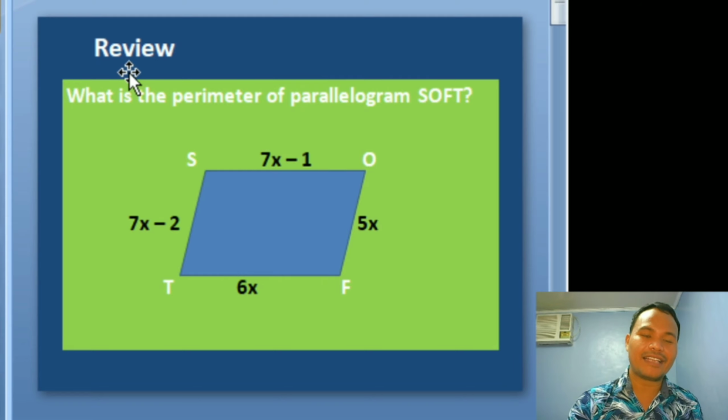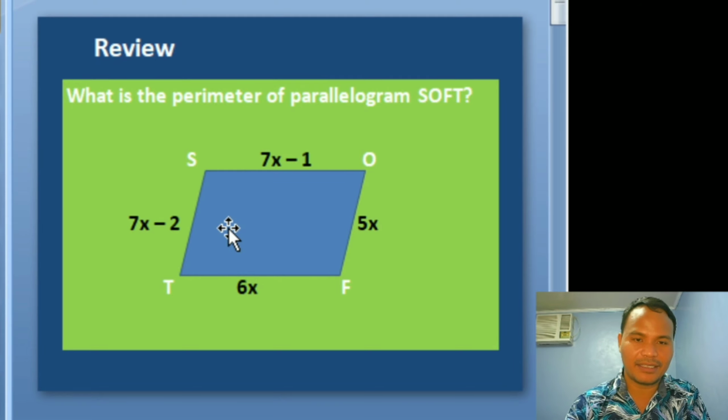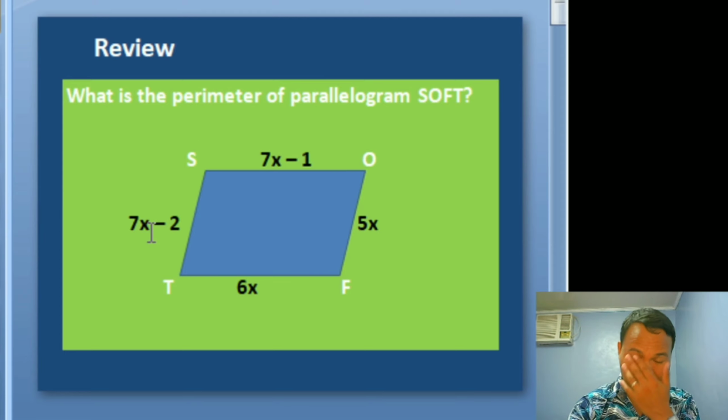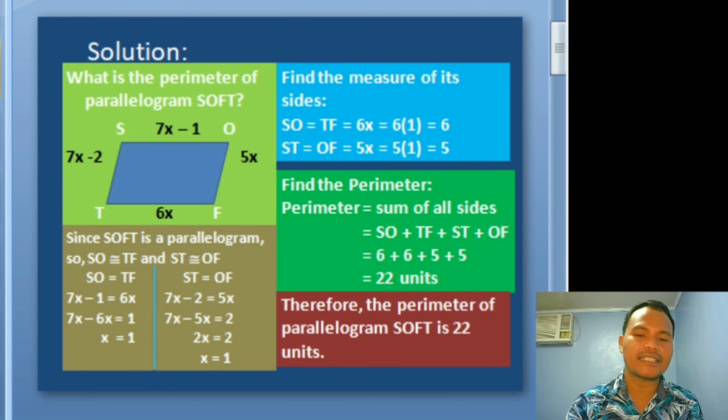Okay, in the last video that I uploaded, I have an assignment there about the topic solving properties of parallelogram using property number 1. Okay, so here is the problem. What is the perimeter of parallelogram SOFT given that SO is equal to 7x minus 1, OF is equal to 5x, FT or TF is equal to 6x, ST or TS is equal to 7x minus 2. Okay, so here is our solution.